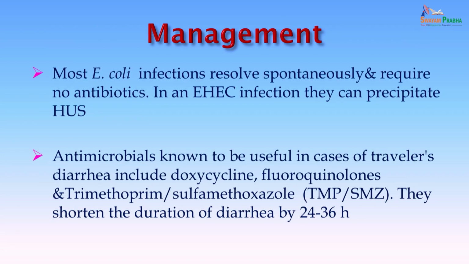Now, how would you manage a patient of diarrhea? Most E. coli infections resolve spontaneously and require no antibiotics. In fact, in an enterohemorrhagic E. coli infection, if antibiotics are used, it can precipitate a hemolytic uremic syndrome, which can be fatal for the child. So, antibiotics should be avoided in most E. coli diarrheas. Antimicrobials known to be useful only in the case of traveller's diarrhea include doxycycline, fluoroquinolones, and trimethoprim-sulfamethoxazole. They shorten the duration of diarrhea by 24 to 36 hours and so are recommended for traveller's diarrheas only.